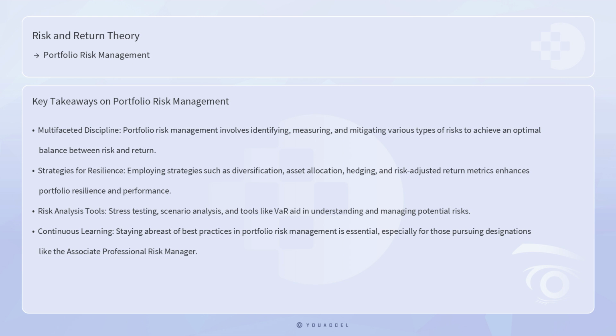In conclusion, portfolio risk management is a multifaceted discipline that involves identifying, measuring, and mitigating various types of risks to achieve an optimal balance between risk and return. By employing strategies such as diversification, asset allocation, hedging, and the use of risk-adjusted return metrics, investors can enhance the resilience and performance of their portfolios.